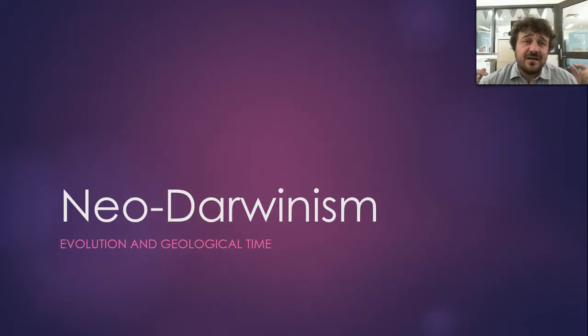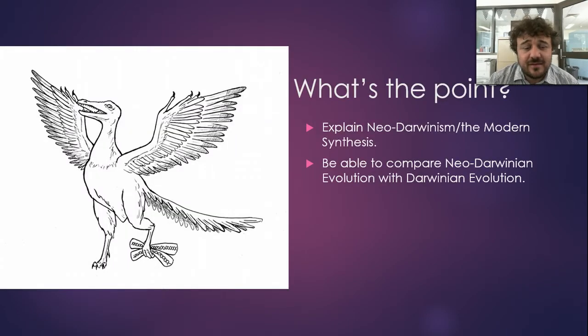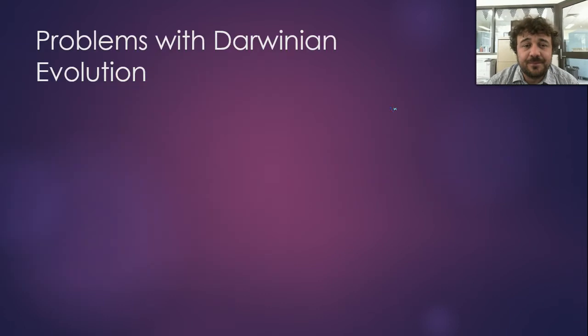Last lesson on evolution. And we're now talking about neo-Darwinism, or the modern synthesis. So, by the end of this, you want to be able to explain what the modern synthesis is, or neo-Darwinism, and you also want to be able to compare neo-Darwinian evolution to Darwinian evolution. While we're here, neo means new, okay? So it's the new Darwinism.